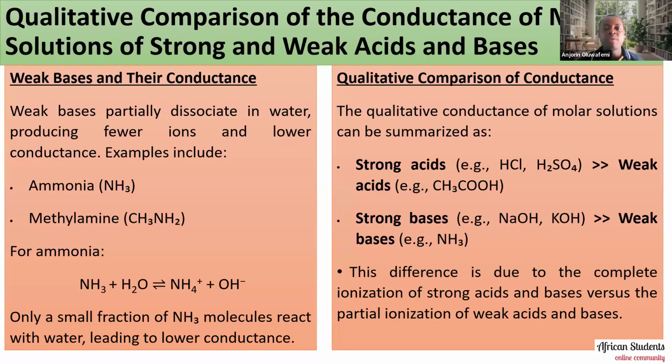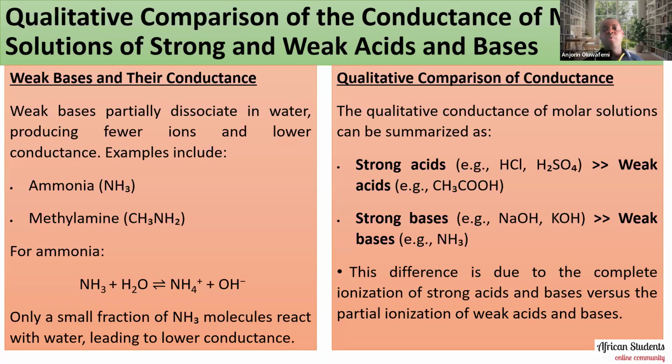All right. So for weak bases on the other end, you discover that weak bases partially dissociate in water. So they produce fewer ions and lower conductance. Examples like ammonia, and methylamine, are weak bases. When they dissociate, they produce fewer ions, and then they show lower conductivity or conductance. Okay, so we have talked about the qualitative comparison of conductance of solutions of stronger acids and weaker acids, and their bases as the case may be.